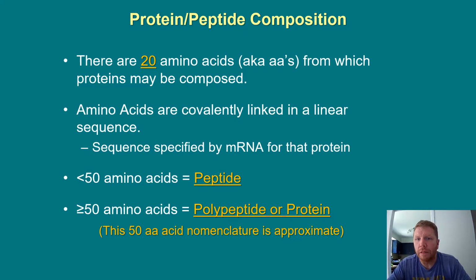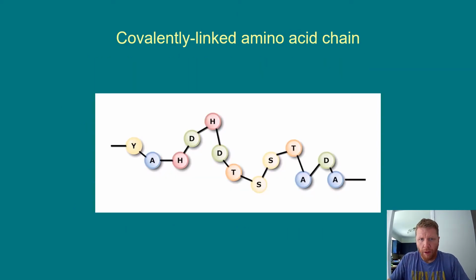Amino acids are covalently linked in a linear sequence. These amino acids are going to assemble, and if they make a polymer that's greater than 50 subunits, then it is a polypeptide or a protein. Under 50 subunits, then it's just referred to as a peptide. So here's what a covalently linked amino acid chain is commonly represented as. So here's our linkages between each of the individual monomers.